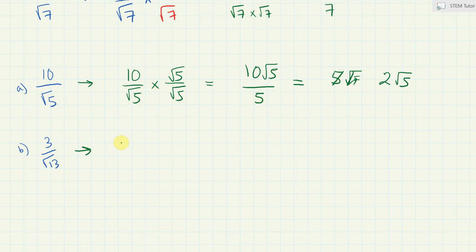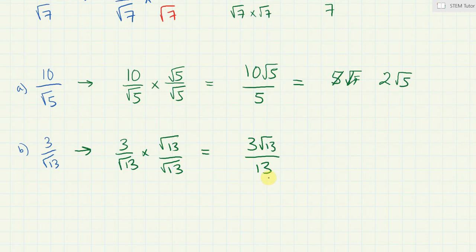Now with this question, again 3 over root 13 remains. Multiply that by a fraction where root 13 is both the numerator and denominator. This will give us 3 root 13 over 13. This cannot be simplified, so that is the final result.